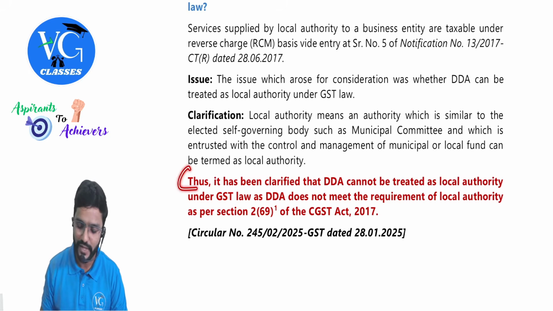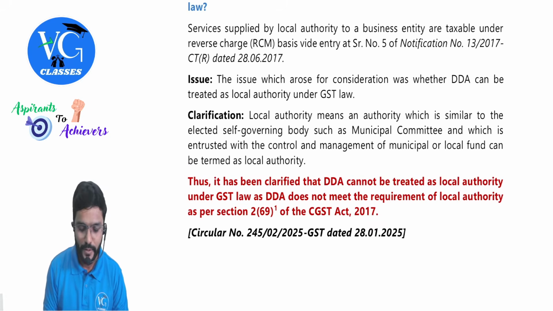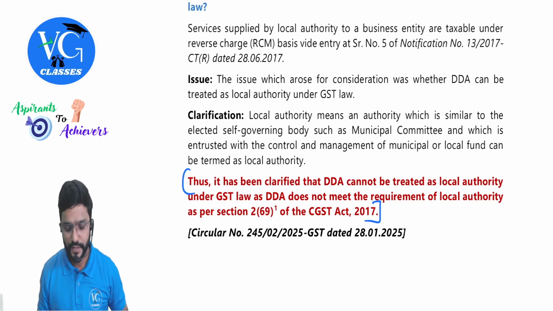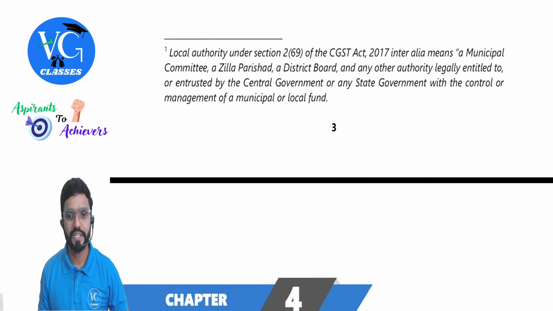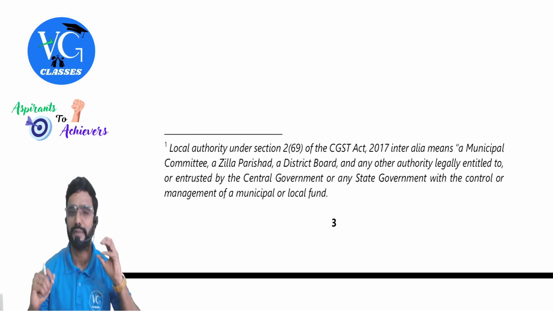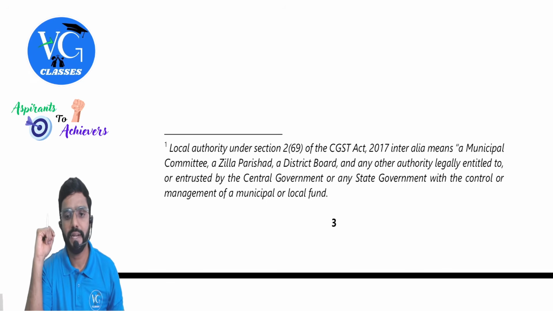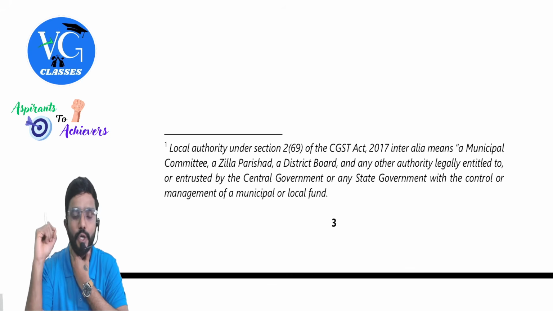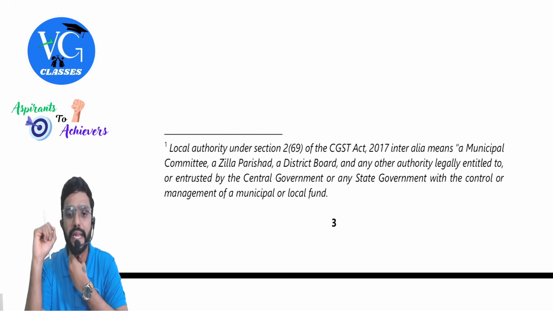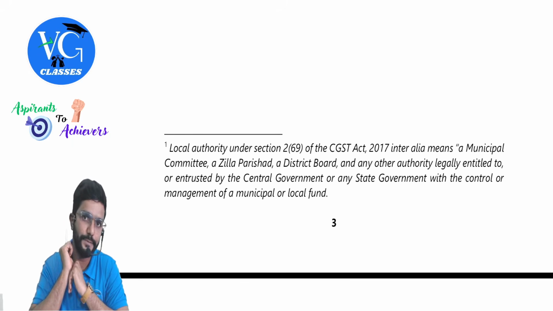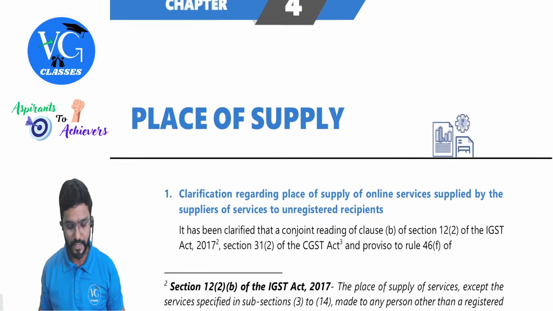Got it? Yes. This is what is important from the exam point of view. So next time when you guys are studying, just focus on this, guys. They have also mentioned here what is local authority, the definition. Let me quickly read it. Local authority under section 2 clause 69 of the CGST Act 2017 inter alia means a municipal committee, a Zilla Parishad, a district board and any other authority legally entitled to, or entrusted by, the central government or any state government with the control and or management of a municipal or local fund. Got it? Yes, sir. Fine. Let us move forward.